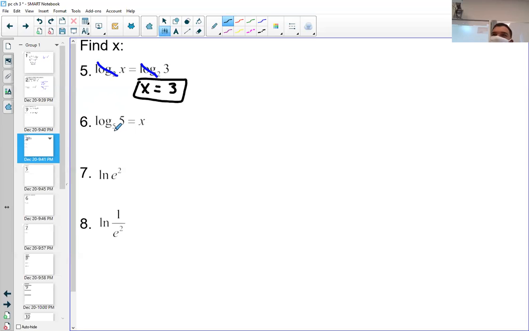Wait, but isn't x just going to equal that? Number 6. Wait, no. This doesn't have a log base 5. 5 to the x equals 5. So you move over the 5 base.